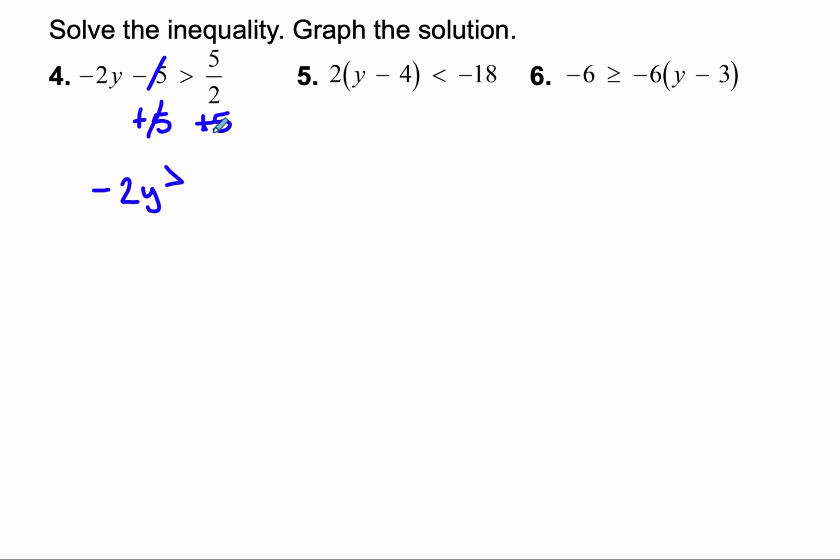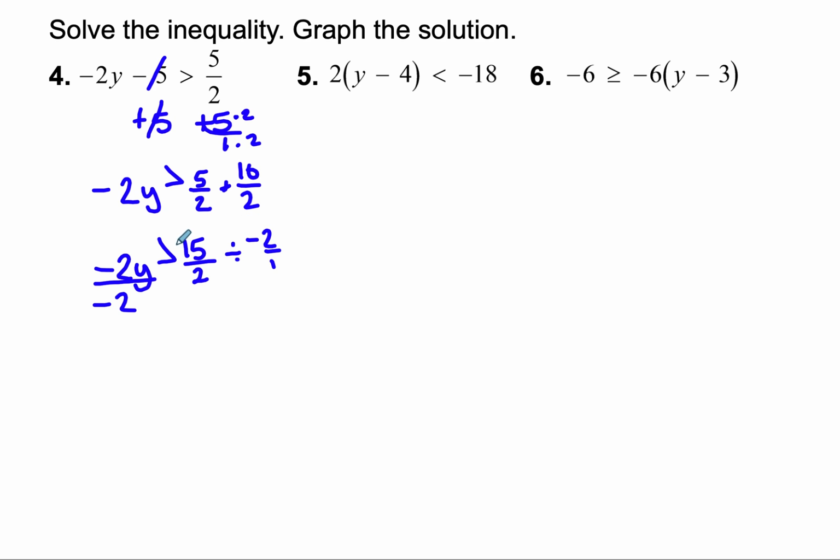All right, so I'm going to make my 5 into a 5 over 1, and I'm going to multiply by 2 over 2 to make it a common denominator. So now I have 5 halves plus 10 halves. So really I have negative 2y is greater than 15 halves. I'm going to leave it as an improper fraction because the next step I need to do is divide by negative 2. I'm going to write the divided by negative 2 over here, and I'm going to make it 2 over 1 because, again, I've got fraction division.